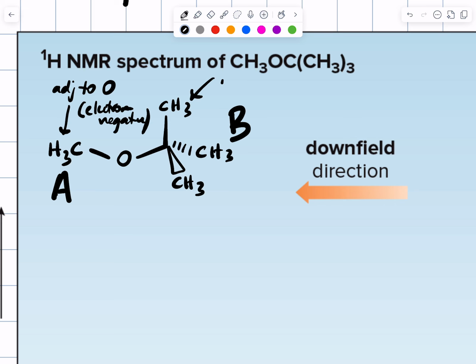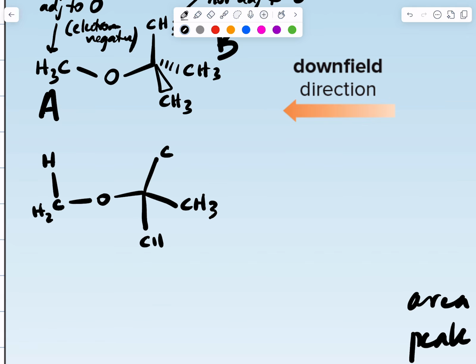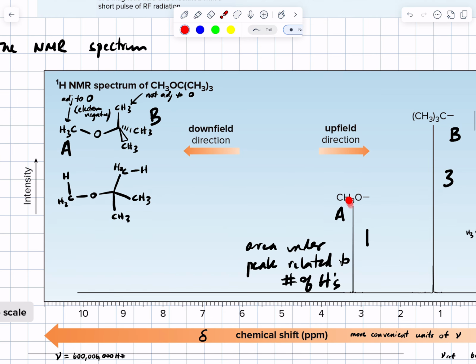The tert-butyl protons are not adjacent to oxygen. If you want to be precise, what do I mean by adjacent? Well, look at the methyl protons. Each proton is 2 bonds away from the oxygen. The tert-butyl protons, each proton is 3 bonds away. 1, 2, 3 from the oxygen. So, being closer to oxygen makes you show up at a higher frequency.